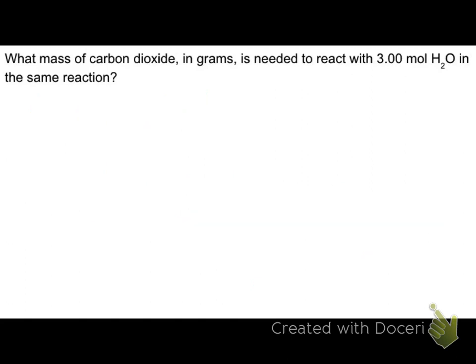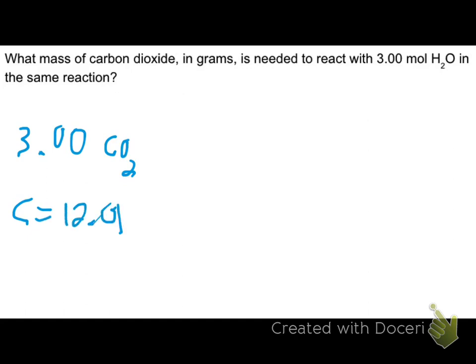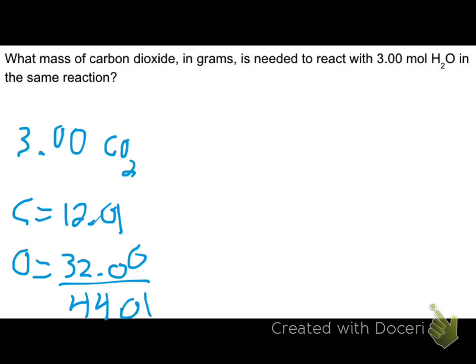So now that we know that we have 3 moles of CO2, we need to convert to grams of CO2. But in order to do that, we need the molar mass for CO2. So we know for carbon, it's 12.01. And then for oxygen, it's 16, but we have 2 of them, so it'll be 32. And when we add those up, we get 44.01 grams per mole as our molar mass.